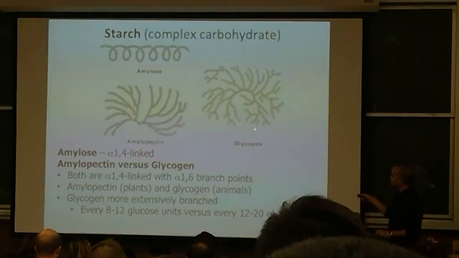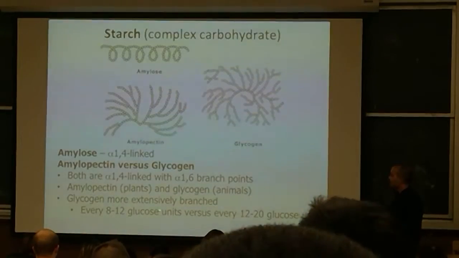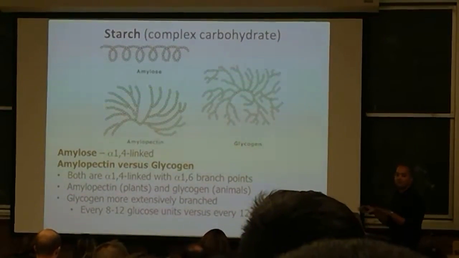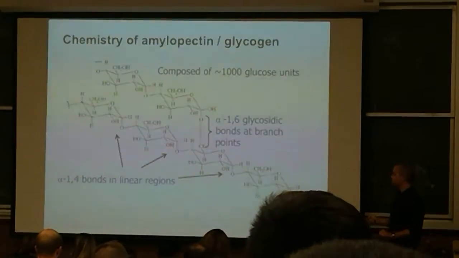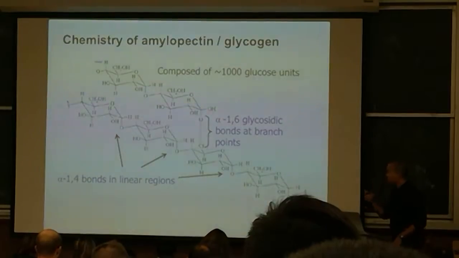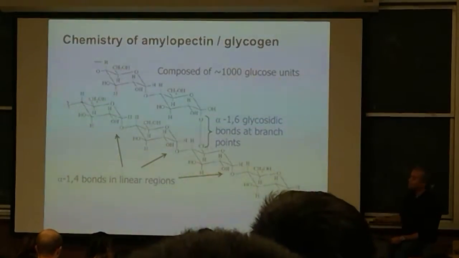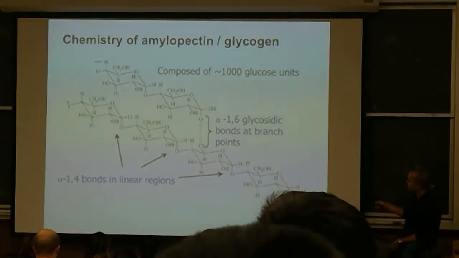Okay, so glycogen and amylopectin are very similar. Glycogen is more heavily branched. These are estimated numbers, but it's just going to have more branch points than the amylopectin. So on this slide and the next slide, I'm just showing the structures for amylopectin and glycogen on this slide, and the next slide for amylose, just so you can get an idea of what these look like.